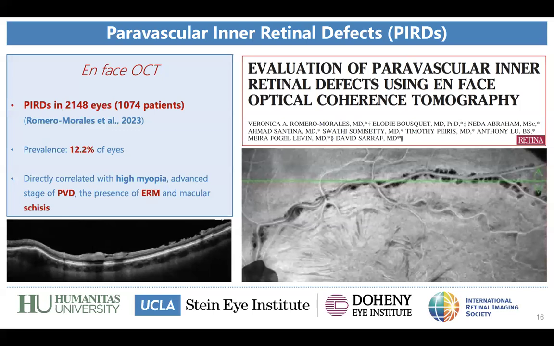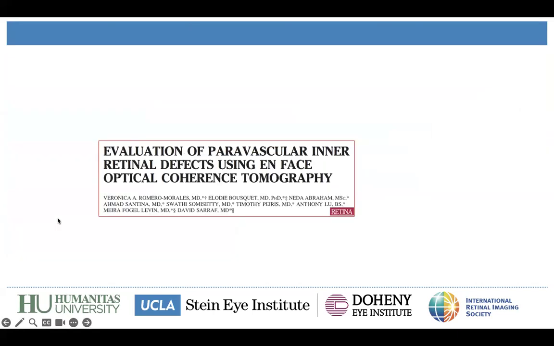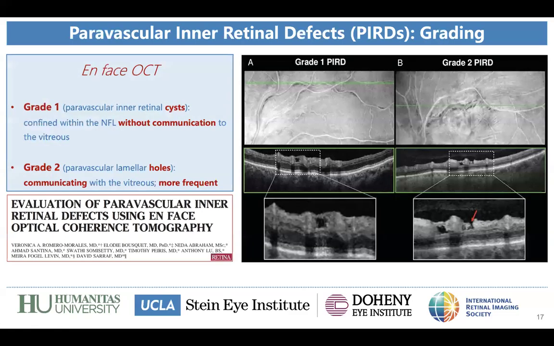Please keep in mind this lesion because we will talk about them in a few minutes. Again, the authors correlated this lesion with the presence of PVD, epiretinal membrane, and macular schisis. Also, the authors created a classification of this lesion into two grades, grades 1 and 2, based on the absence or presence of communication with the vitreous cavity, respectively, for these nerve fiber layer defects.